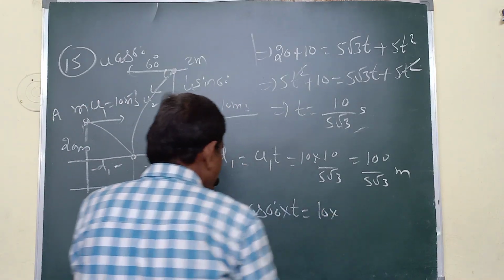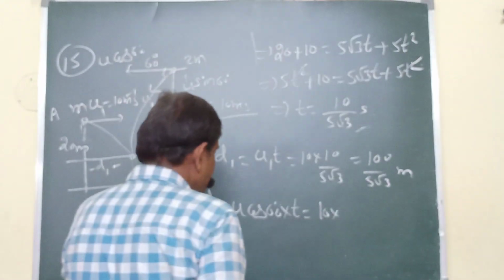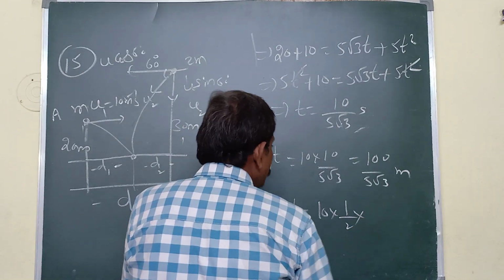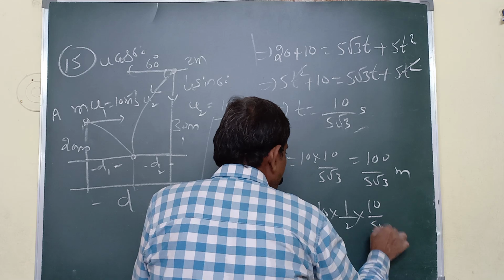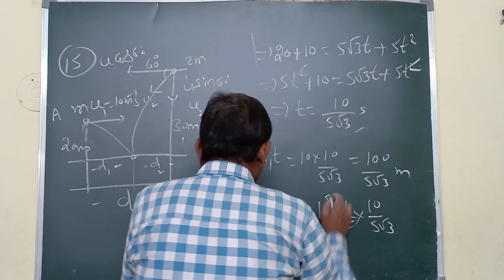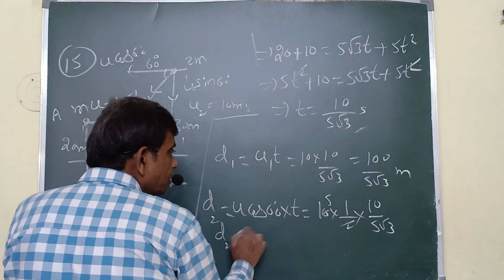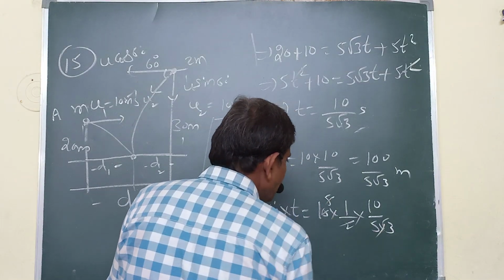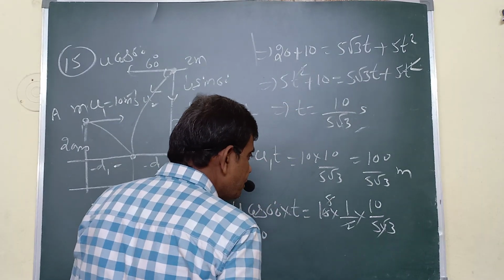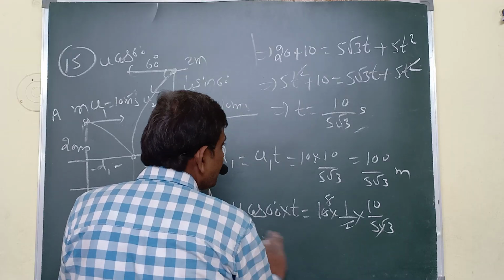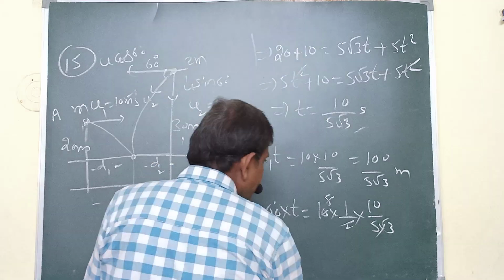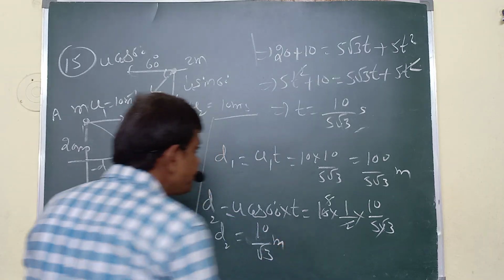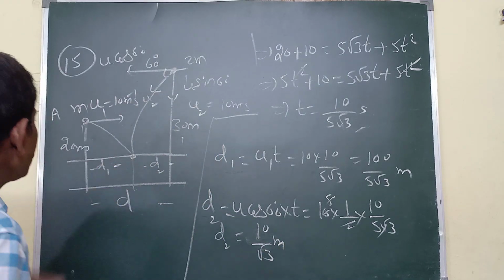Into cos 60. What is the cos 60 value? 1 by 2. Into time. What is the time? 10 by 5 root 3. Now what can d2? That equals to, 5 also cancels. So 10 by root 3. Finally what I am getting here? 10 by root 3 meters. That is d2.